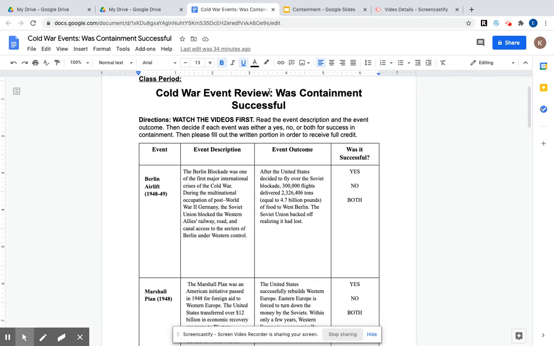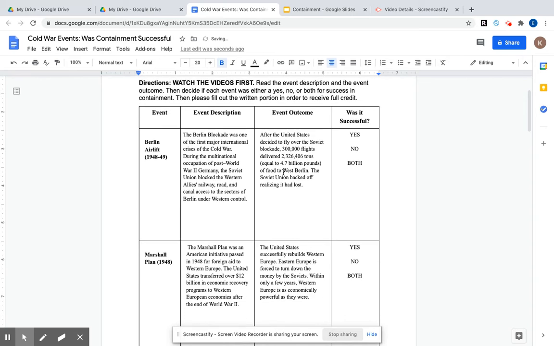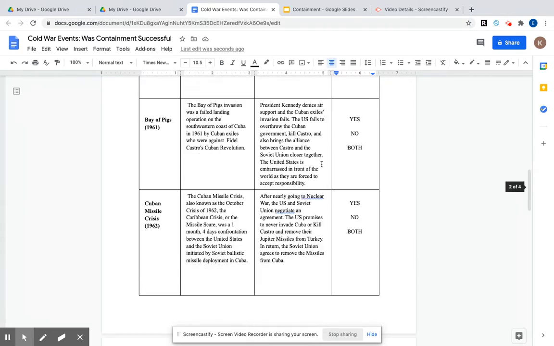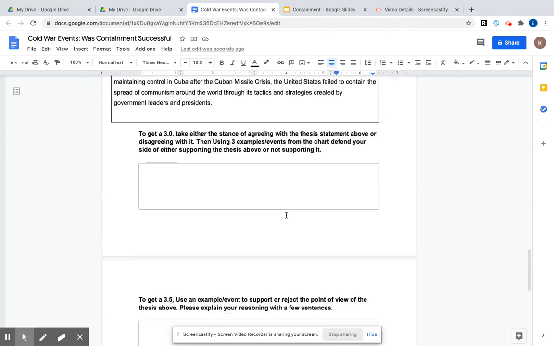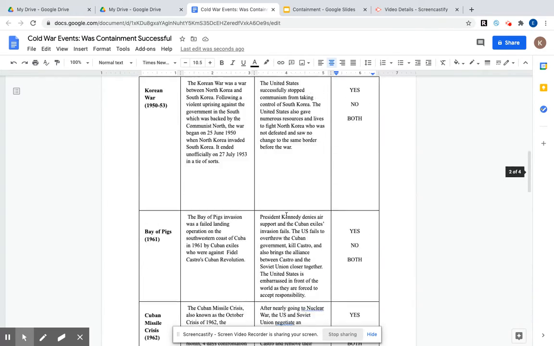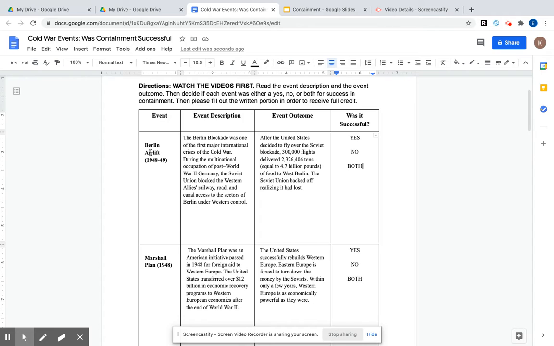So don't forget that. First thing you're going to do is look at the event. This first one I'll do with you so you can get an idea. But before we do that, make sure, as always, there is a written portion. So read the directions and make sure to answer those to get full credit. First things first, we'll look at the event. I'll do this first one with you guys. If you watch the video, you'll be able to see it. If you don't watch the video, you won't get this clue. So hopefully you're watching it.